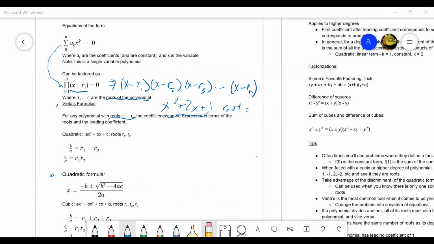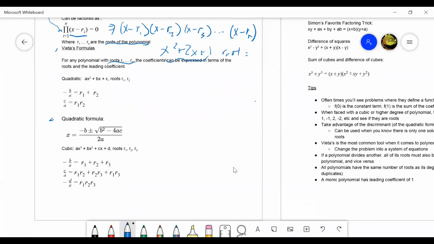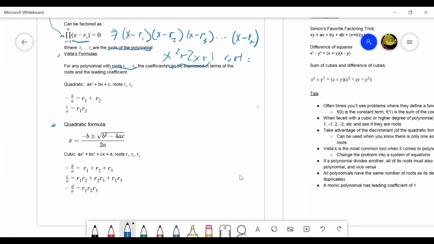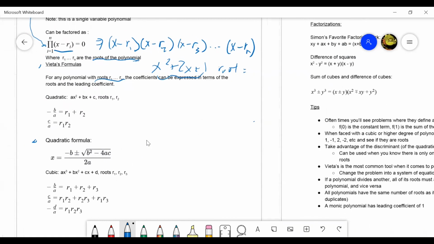But Vieta's formulas are a great way to solve these types of AMC problems where you're only given one part of the information you can get from a polynomial. A lot of times you'll only have the equation of the polynomial, and you have to find some property of the roots, or the other way around. That's why Vieta's formulas make it easy to relate the coefficients of a polynomial to its roots.